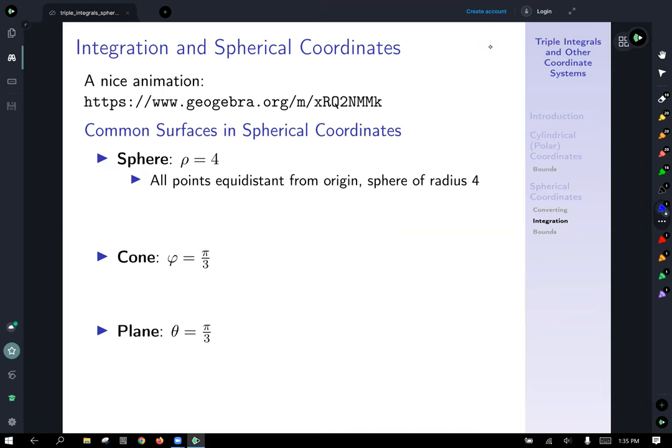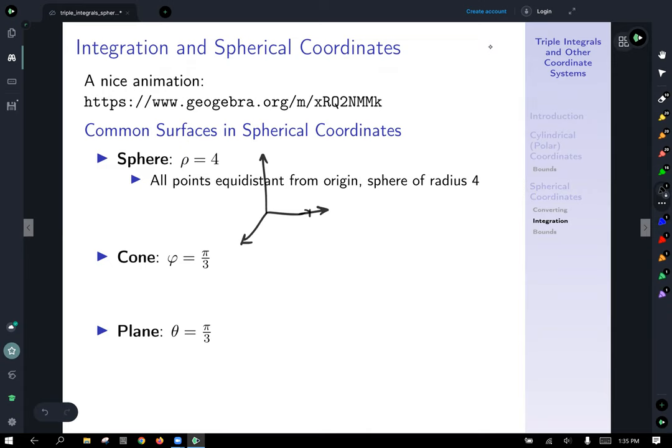So when you let rho equal 4, and I'm just using arbitrary constants here, what that really says is that all points are equidistant from the origin. Rho is equal to 4 means you're going to get a sphere of radius 4. And kind of thinking that through, a quick sketch here. We've got ourselves, okay, that's 4.